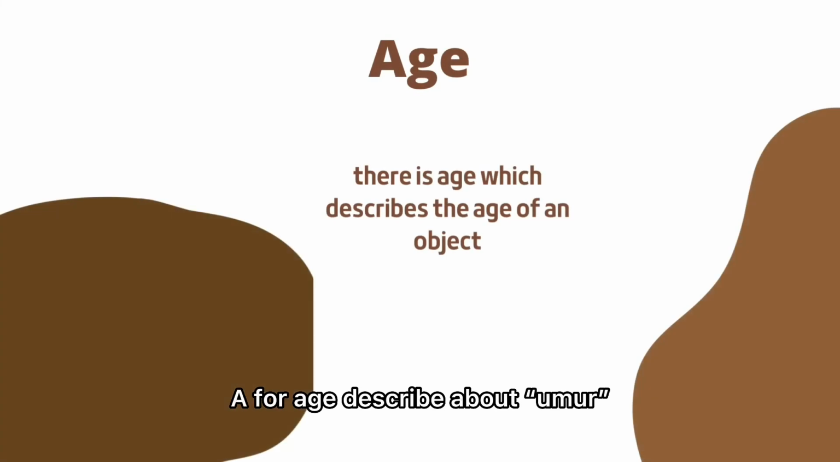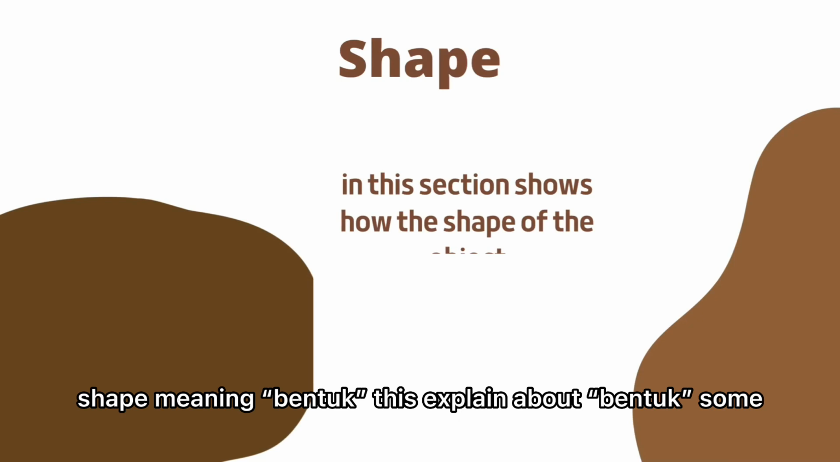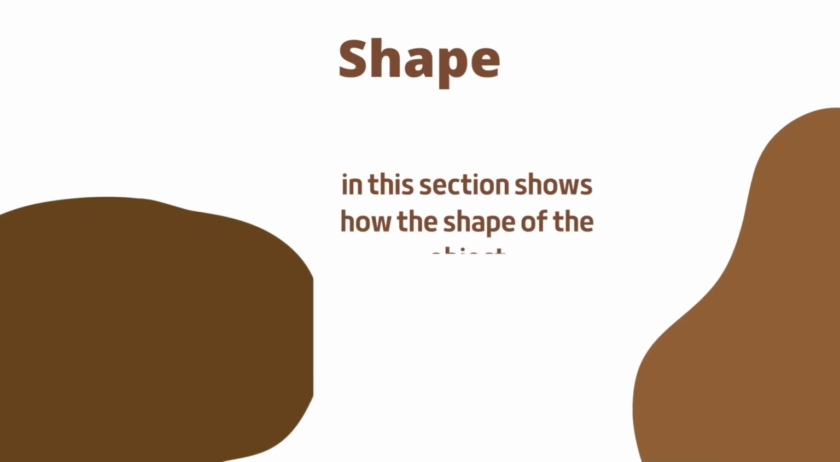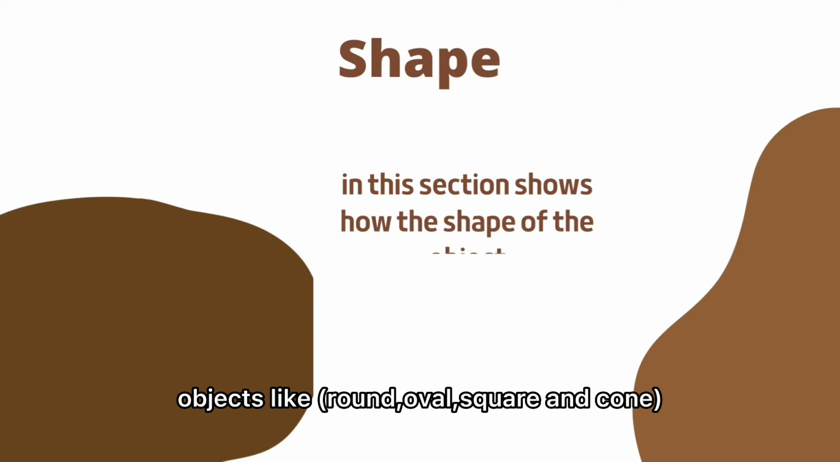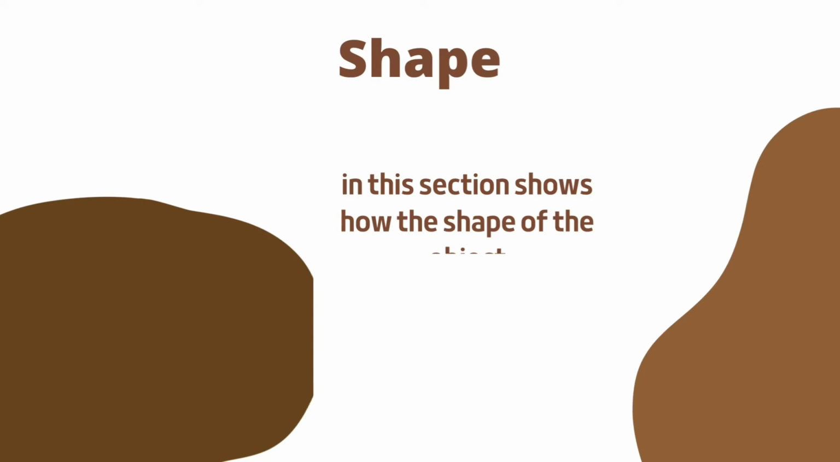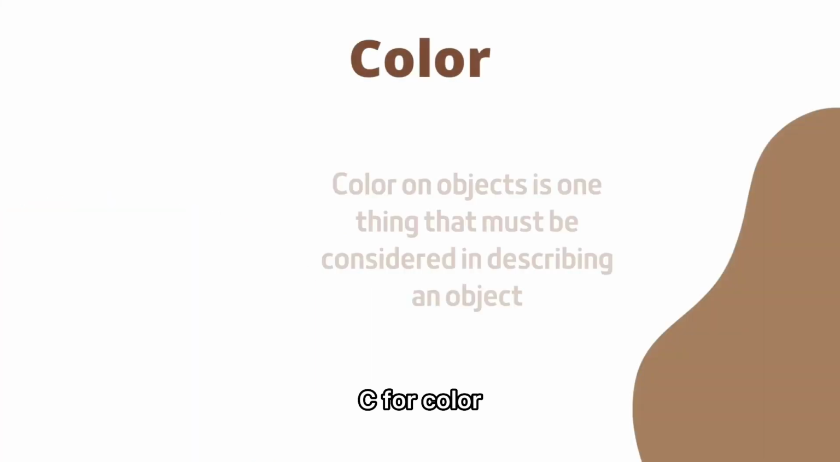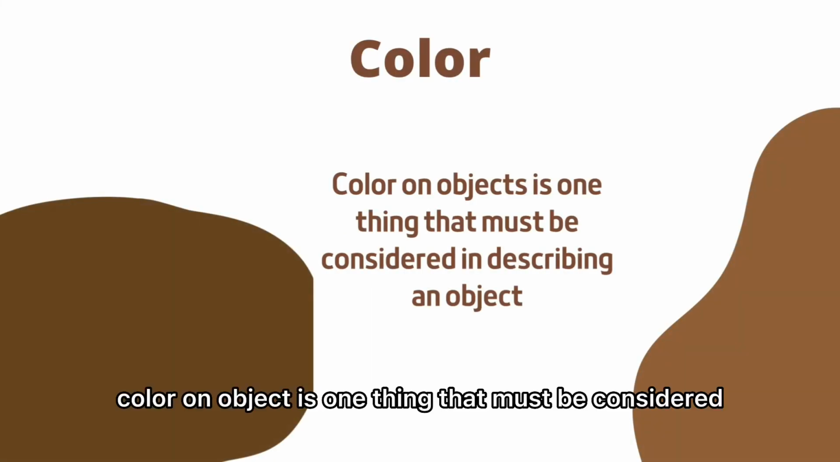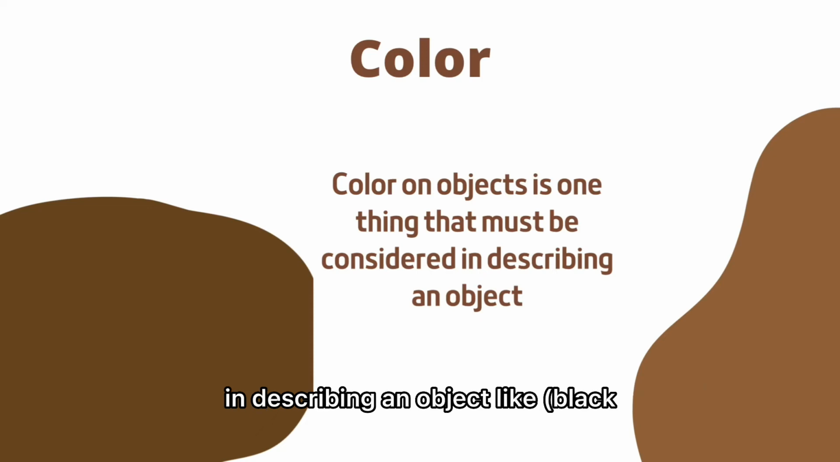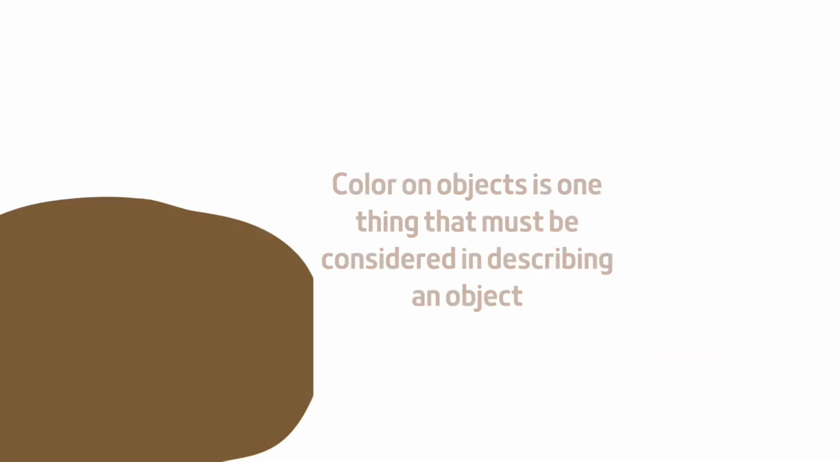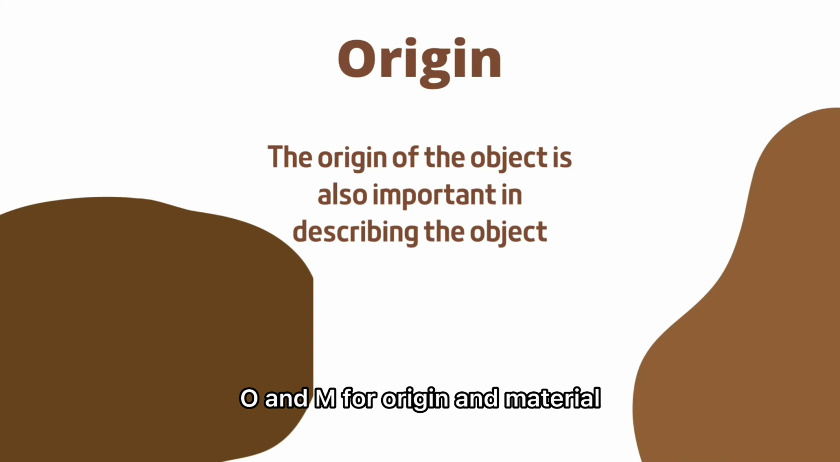A is for age. It describes the umur of an object, for example new or old. As for shape, shape means bentuk. It explains the bentuk of an object, like round, oval, square, and cone. C is for color. Color on an object is one thing that must be considered in describing an object, like black, white, gray, red, and blue.